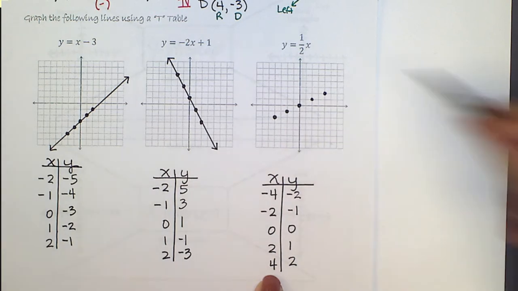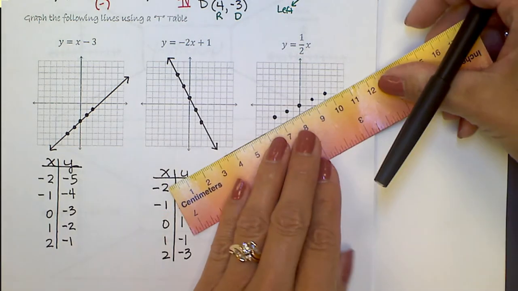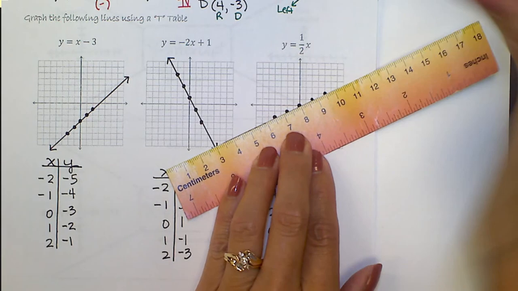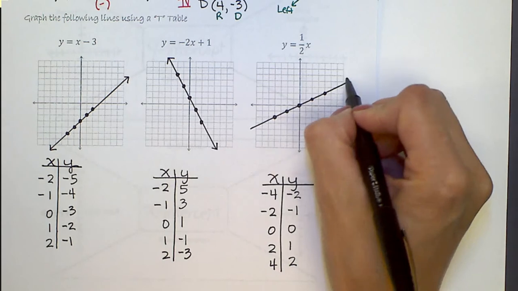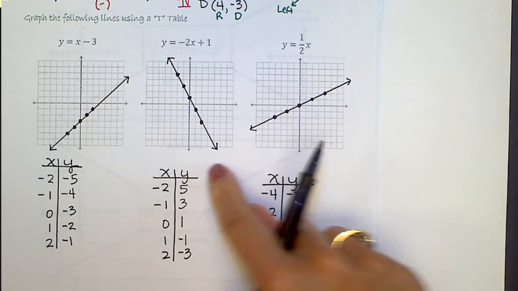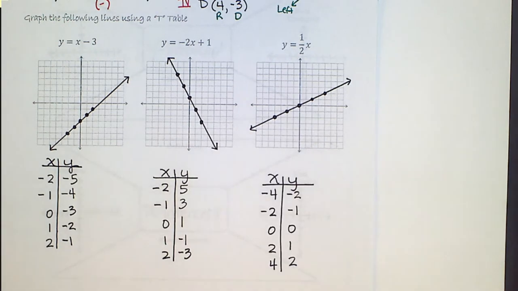There's 4, 2. Use your straight edge. Make sure you extend all the way across your graph and that you put arrows on. I'm going to be checking that you're doing that, and you have now graphed 3 lines using a t-table.